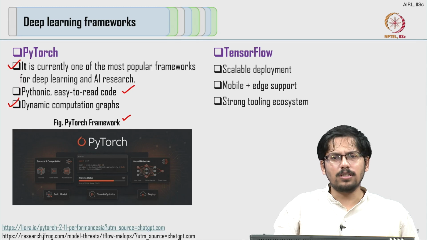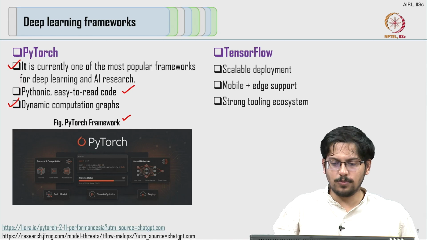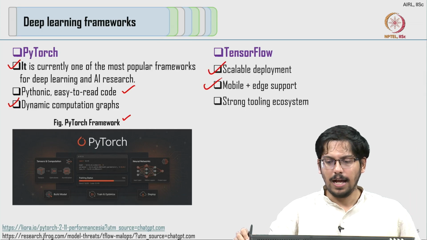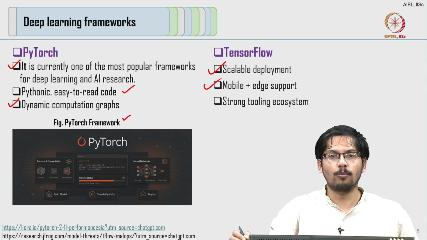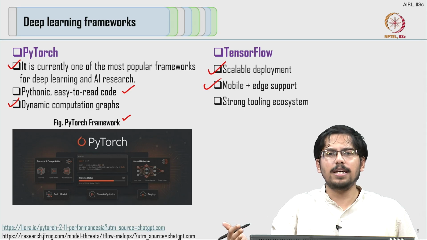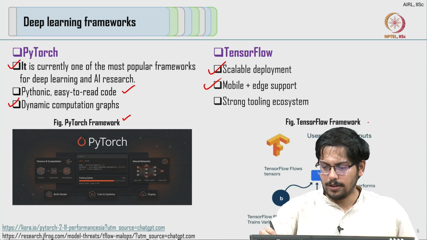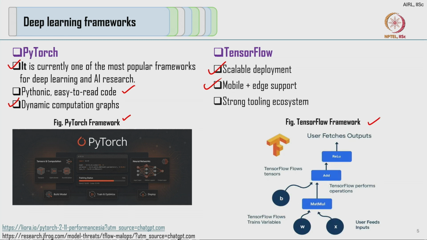Now similar to PyTorch, there is also TensorFlow. TensorFlow was essentially very useful and very widely used because of the scalable deployment and the facility to deploy it on mobile device, right, on edge support. However, the community has now slowly moved on to PyTorch, right. This particular figure essentially explains the concept of computation graph.